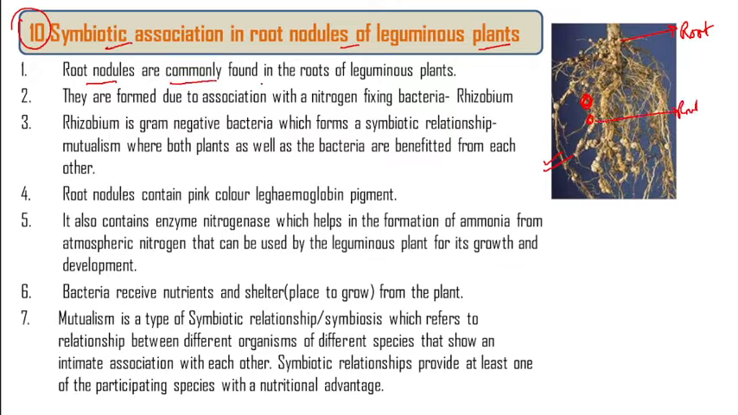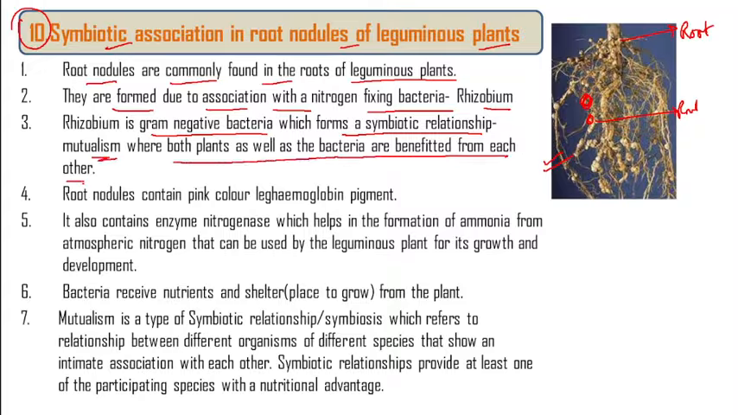Root nodules are commonly found in the roots of the leguminous plants. They are formed due to association with the nitrogen fixing bacteria Rhizobium. Rhizobium is a gram-negative bacteria which forms a symbiotic relationship, which is mutualism, where both the plants as well as the bacteria benefit from each other. Root nodules contain pink color leghemoglobin pigment. They also contain the enzyme nitrogenase, which helps in the formation of ammonia from atmospheric nitrogen that can be used by the leguminous plant for its growth and development.